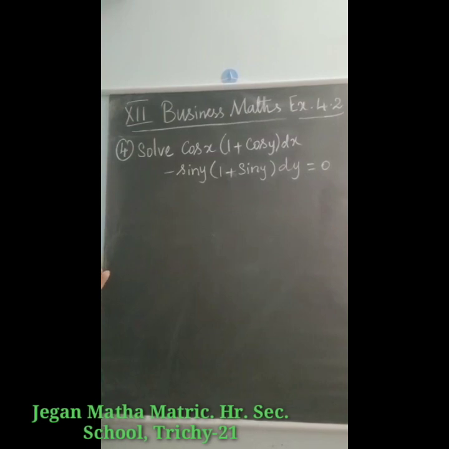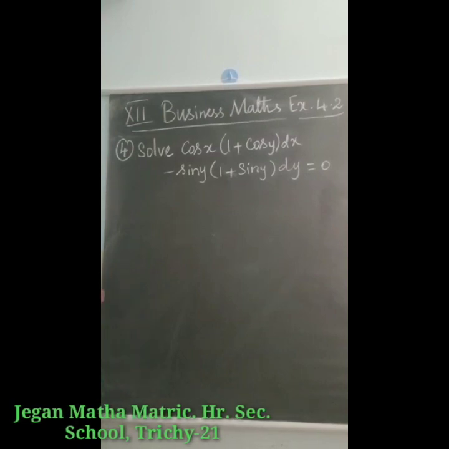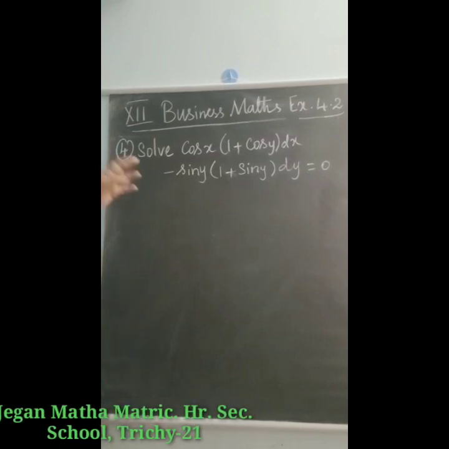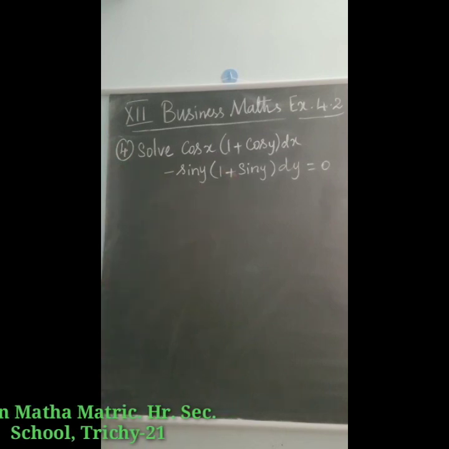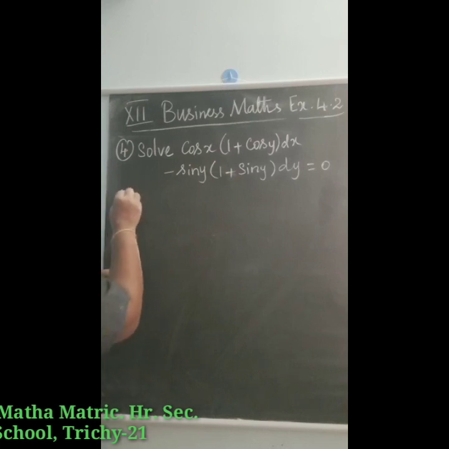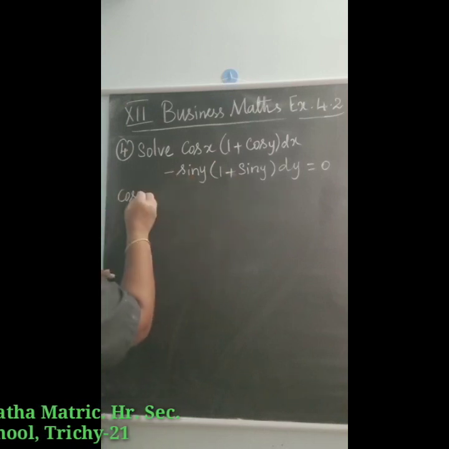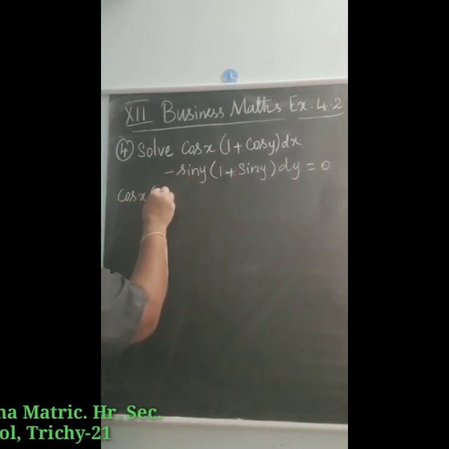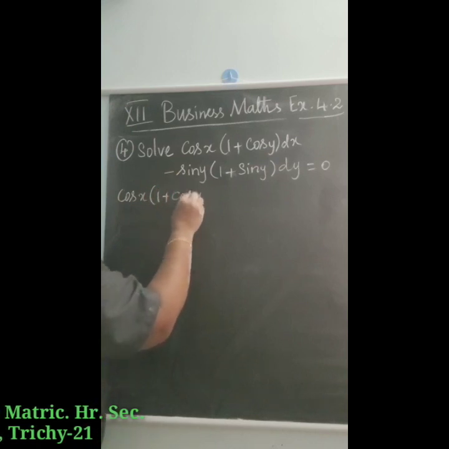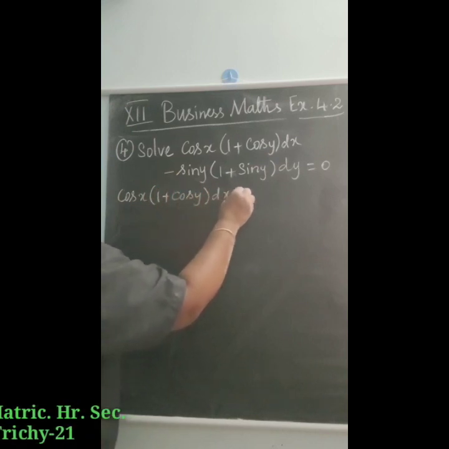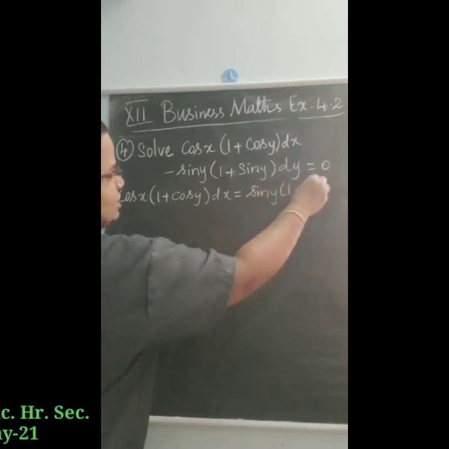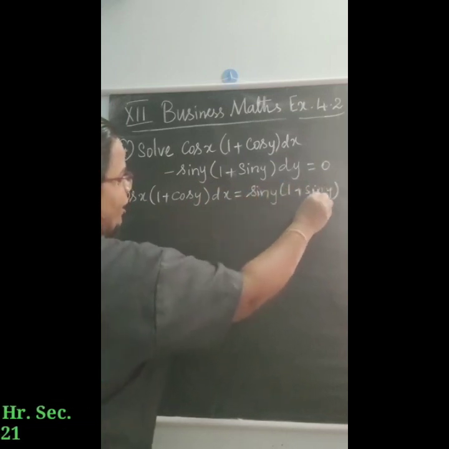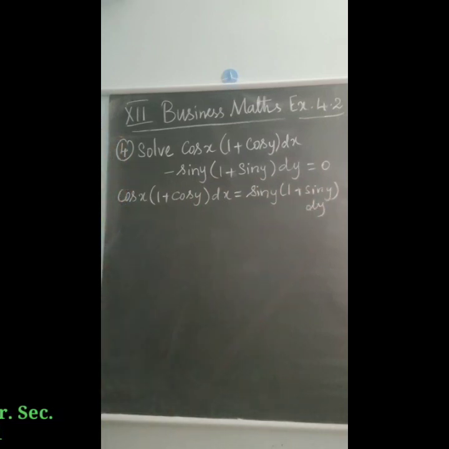The next question, the fourth one: solve cos x (1 + cos y) dx − sin y (1 + sin y) dy = 0. First you have to change this minus to plus on the right hand side. So cos x (1 + cos y) dx = sin y (1 + sin y) dy. The next step is to simplify by separating the variables.